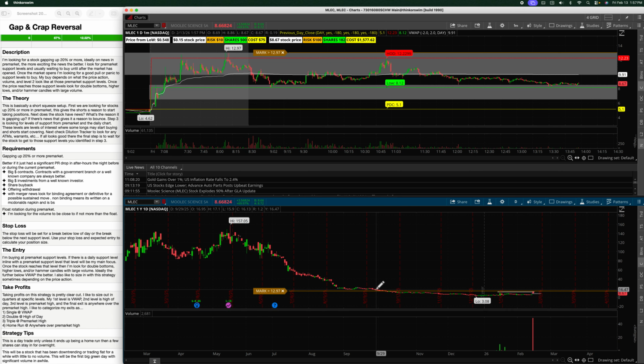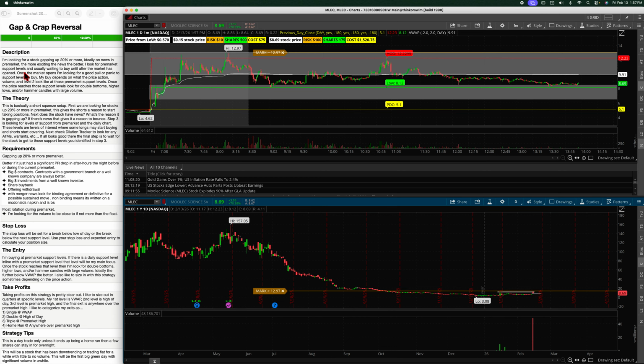All right. So going over my process, the first setup I always look for is the gap and crap reversal. And here's what I'm looking for. I'm looking for a stock gapping up 20% or more, ideally on news and pre-market. The more exciting the news, the better.